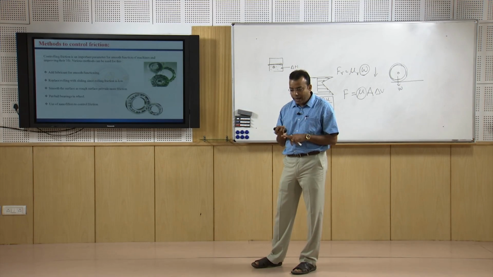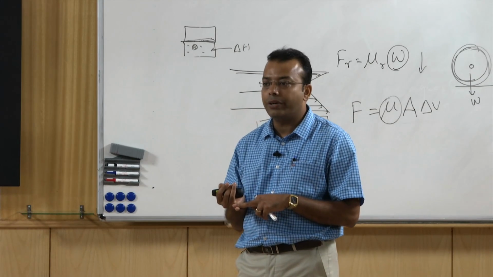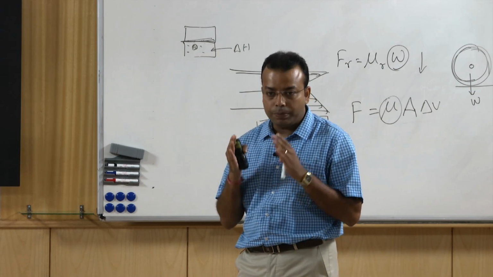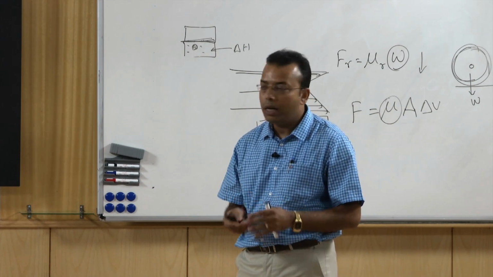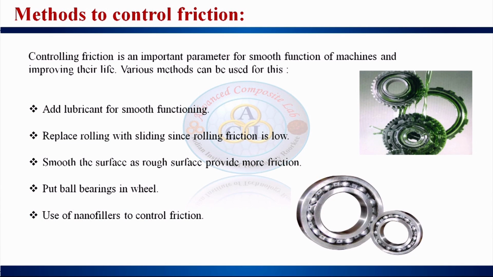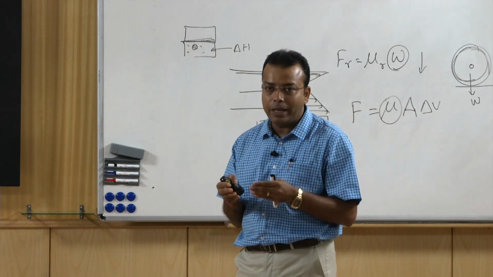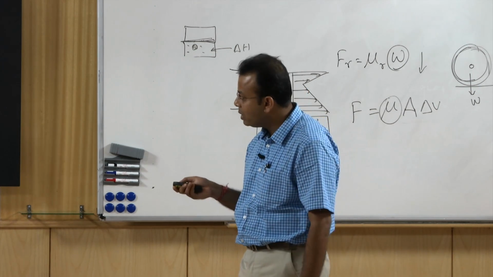So, as I have already told you, by using any kind of lubricant or grease, we can reduce the friction between the mating bodies. Controlling friction is an important parameter for smooth functioning of machines and improving their life. Various methods can be used for this. Number one is to add lubricant for smooth functioning. You can use a certain kind of lubricant, so that it can lubricate or make it slippery between the mating surfaces.